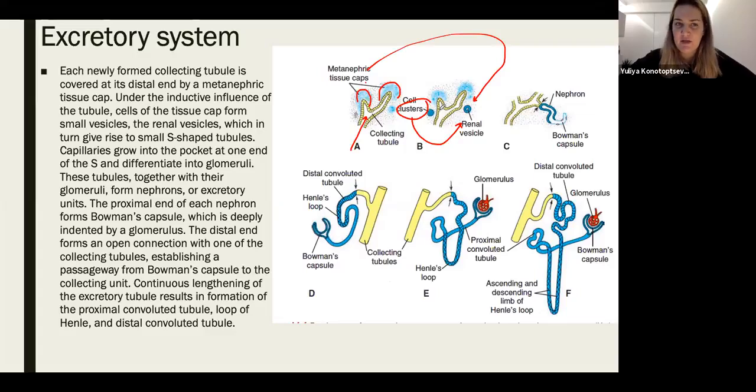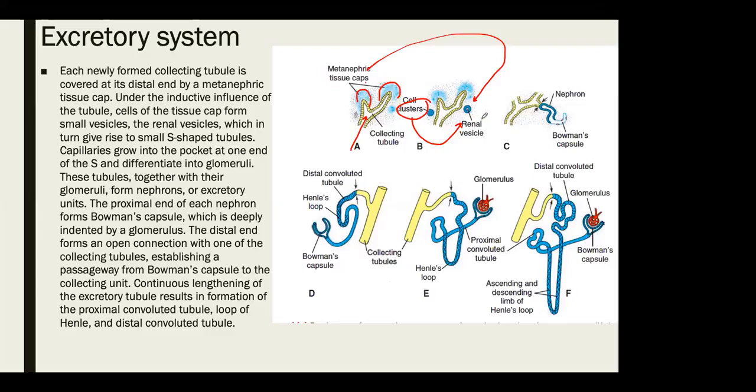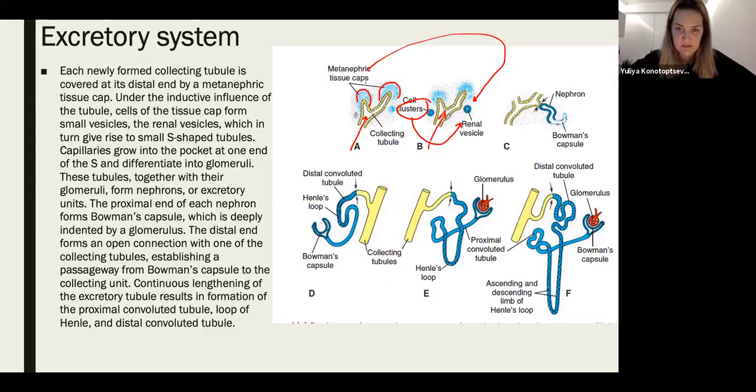So hypothetically, if the collecting duct did not appear, would you have renal vesicles in the metanephric tissue? No. So remember that only the appearance of the collecting system within the metanephric tissue causes your metanephric tissue to react. It stimulates the progression to become something. So only if the collecting system appears.